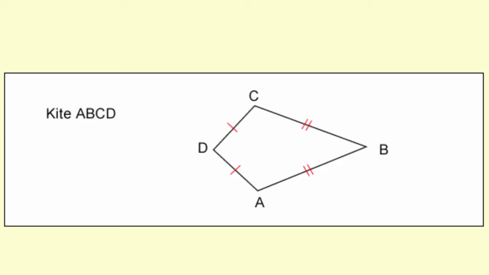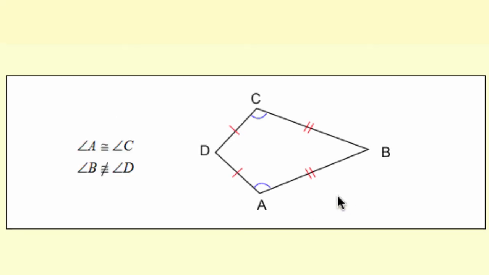So the big picture for this lesson is kites and trapezoids. Here's a kite. A kite is a quadrilateral that has two pairs of consecutive congruent sides, but the opposite sides are not congruent. And also for a kite, it has exactly one pair of opposite angles congruent. So for this kite, it's angle A congruent to angle C, but angle B is not congruent to angle D.